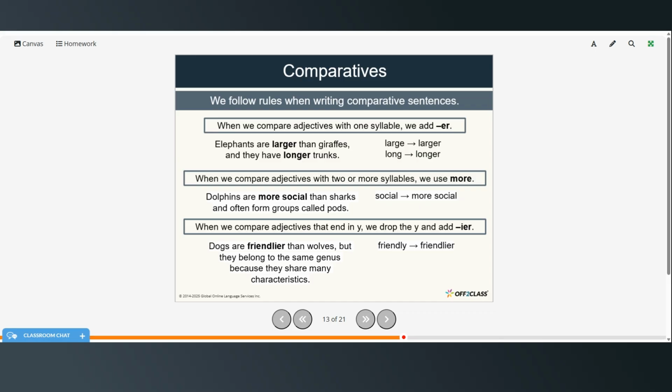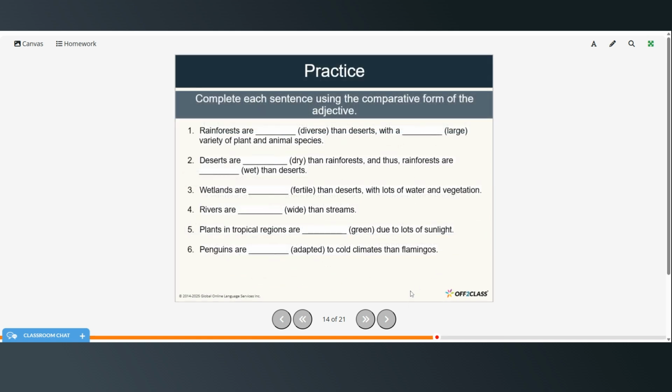And when we compare adjectives that end in Y, we drop the Y and add IER. Dogs are friendlier than wolves, but they belong to the same genus because they share many characteristics. Friendly becomes friendlier. All right, so now complete each sentence using the comparative form of the adjectives. So rainforests are more diverse than deserts with a larger variety of plant and animal species.